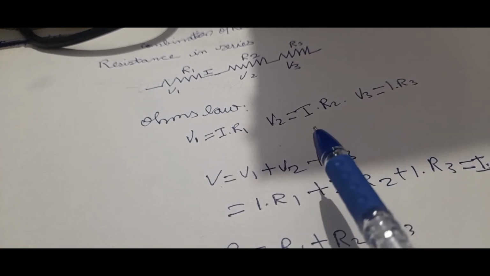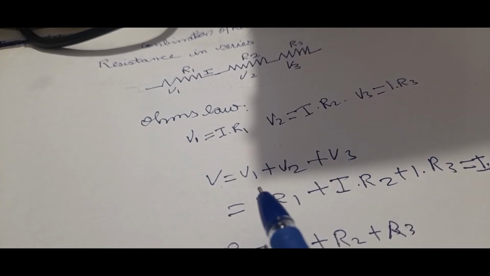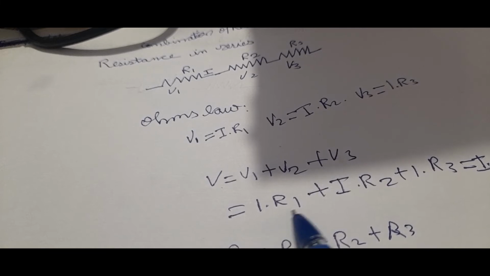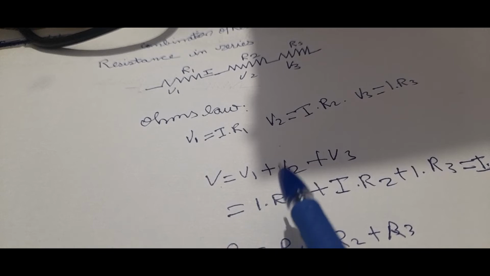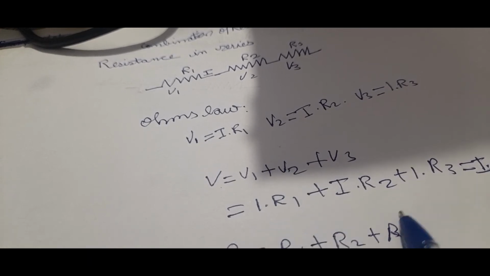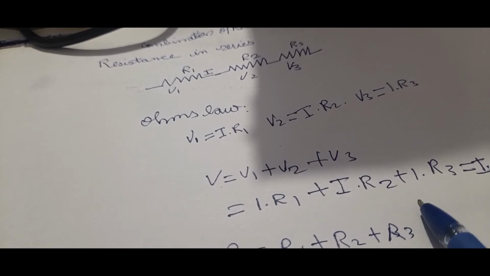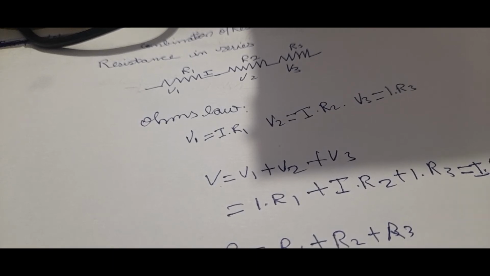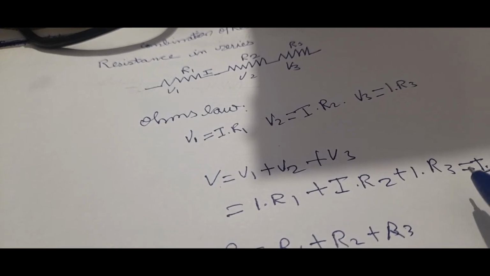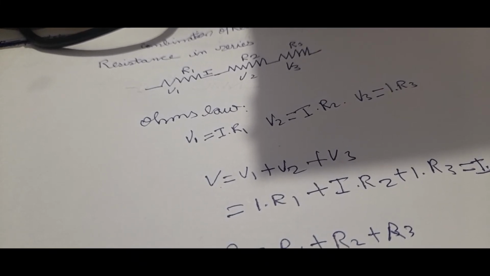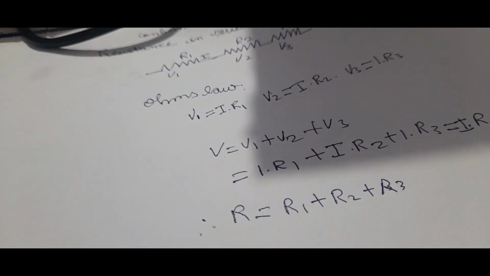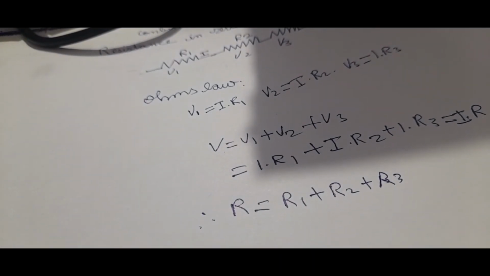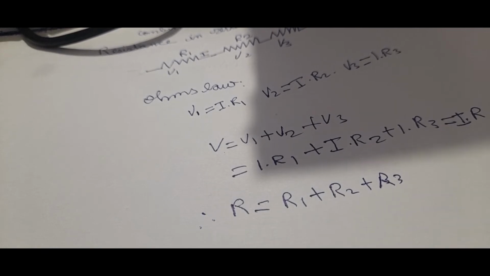According to the formula, the answer will be I into R1 plus I into R2 plus I into R3, which is equal to IR, where R is the total resistance offered by the combination. Therefore, R is equal to R1. Now what will the resistance be?